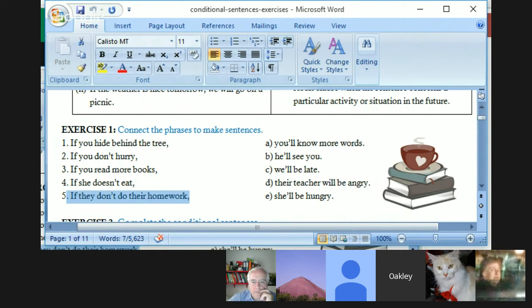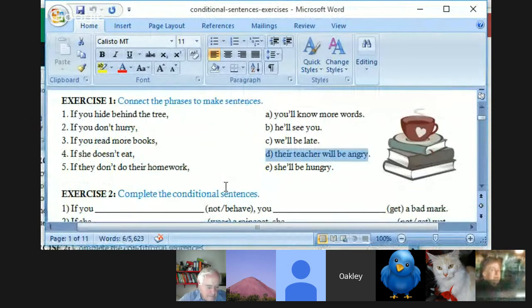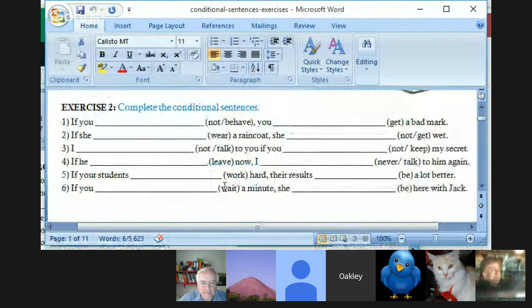You want to try number 5? If they don't do the homework, the teacher will be angry. Yes, angry. Not hangry. Okay. All right, now let's concern ourselves with the verb tense.